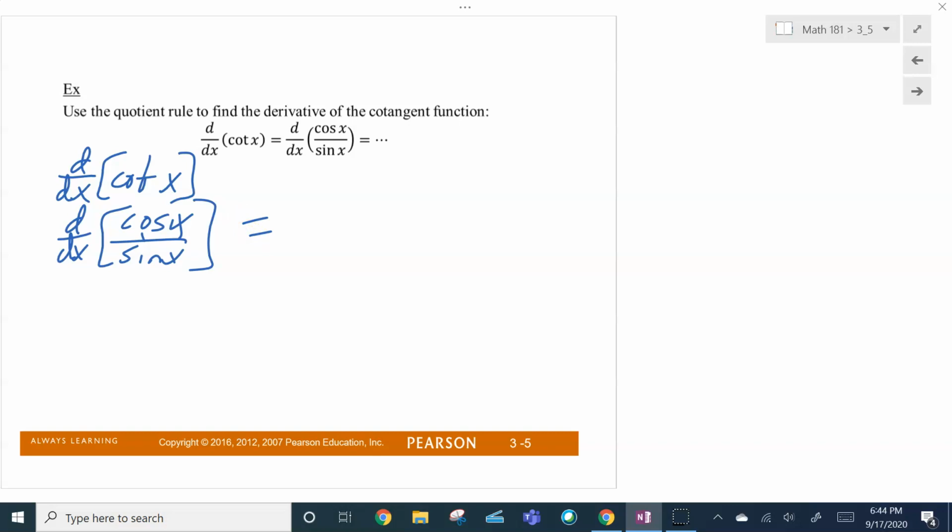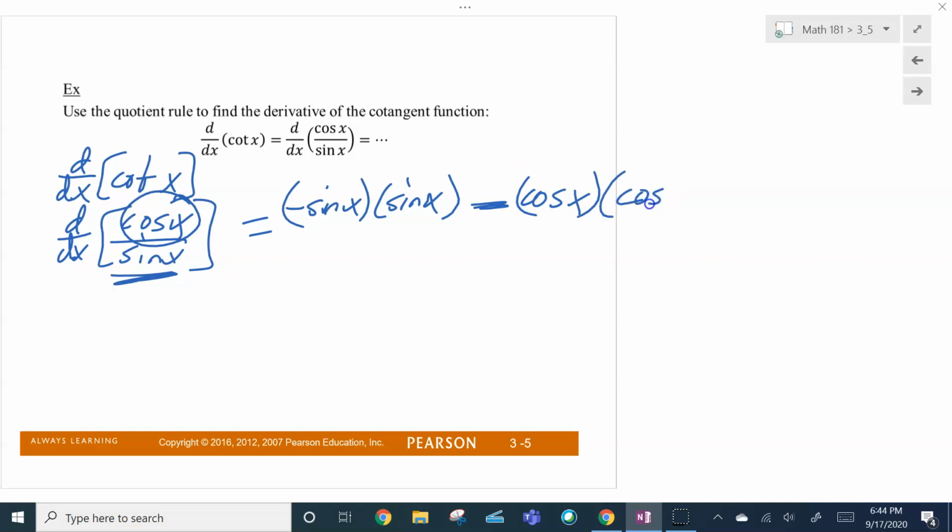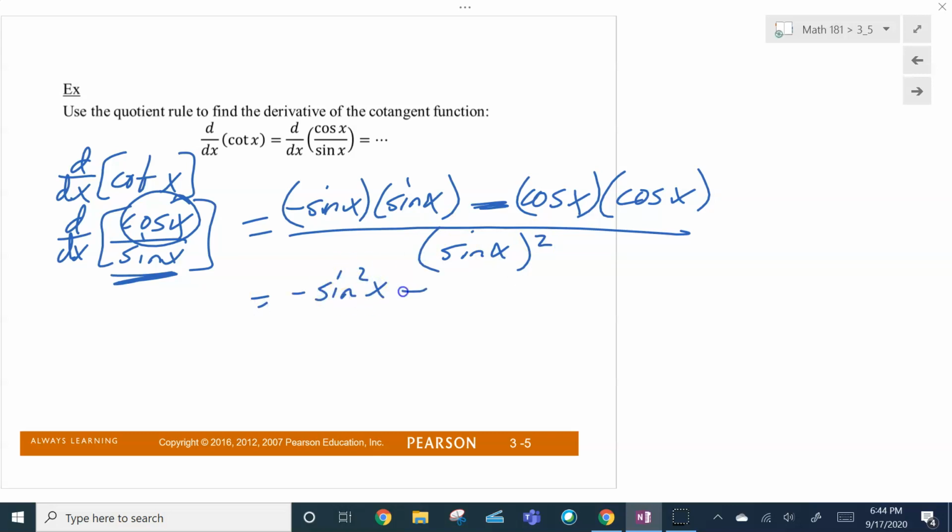So I'm going to say derivative of the top times the bottom. Leave the bottom alone. Minus the top times the derivative of the bottom. Now what's the derivative of the sine? Cosine. All over bottom squared. So we've got negative sine squared x minus cosine squared x. This is all over sine of x, quantity squared.